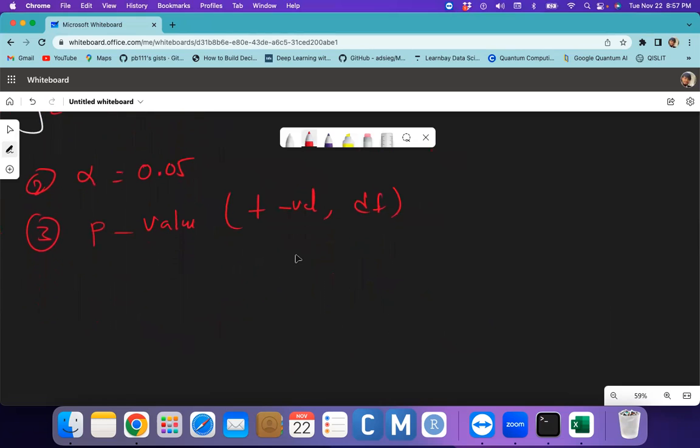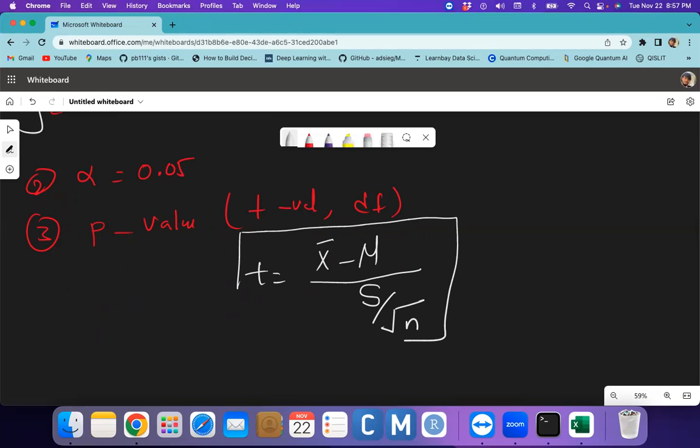If you want to calculate the t-value in a one sample test, you should know the formula. The formula is sample mean minus population mean divided by the standard deviation of the sample divided by the square root of the sample size. This is the formula for the t. And degree of freedom means total sample size minus 1. This is called the degree of freedom.